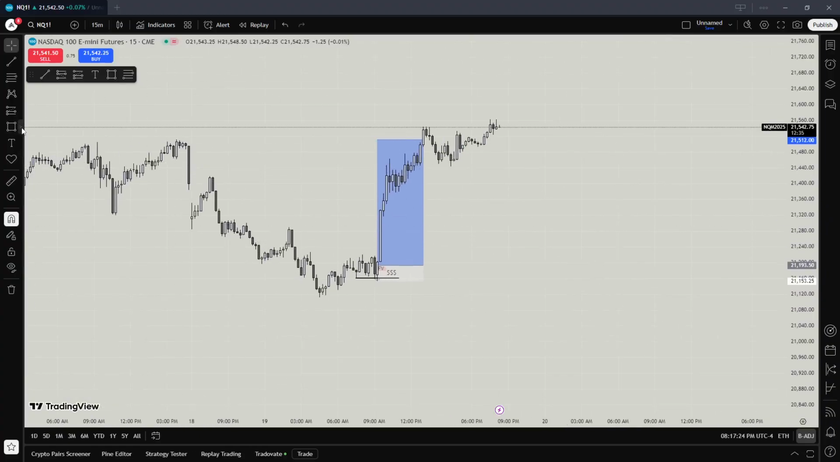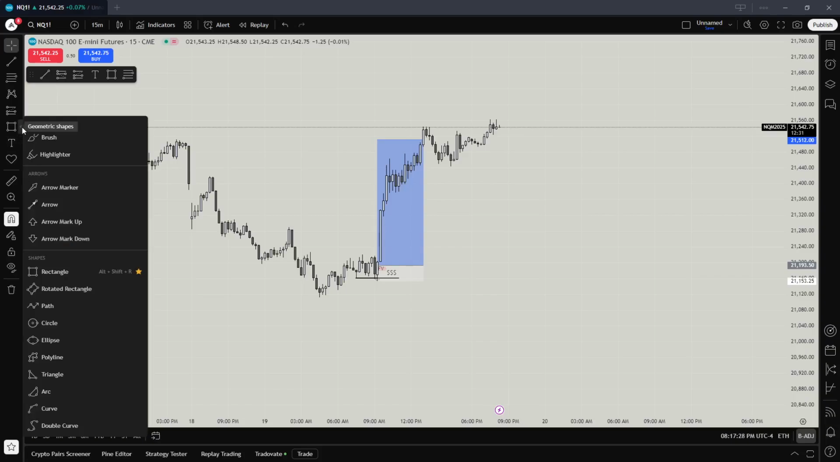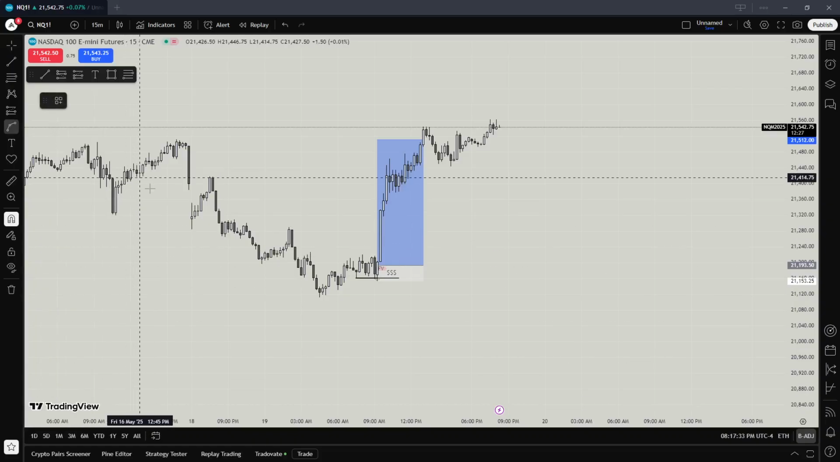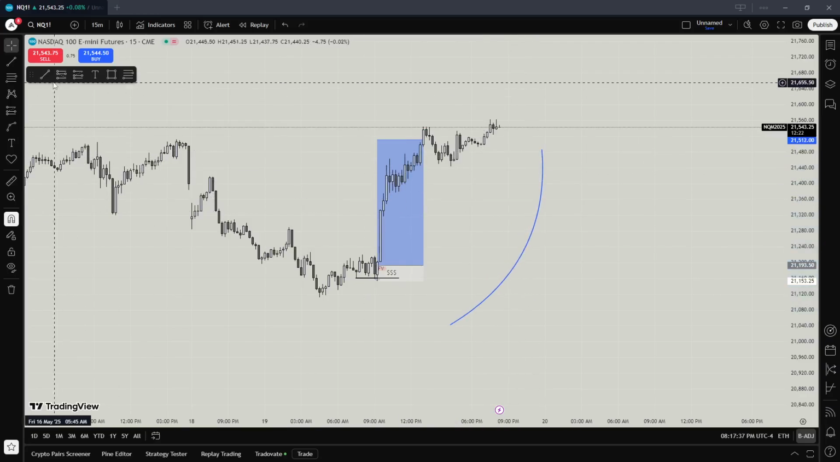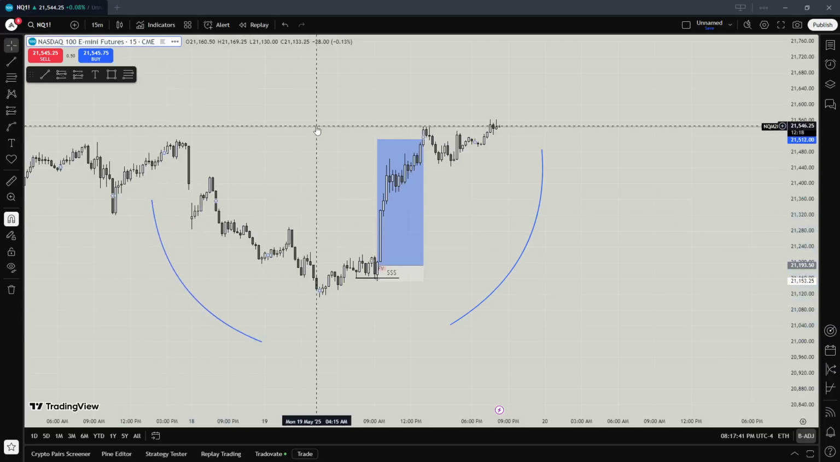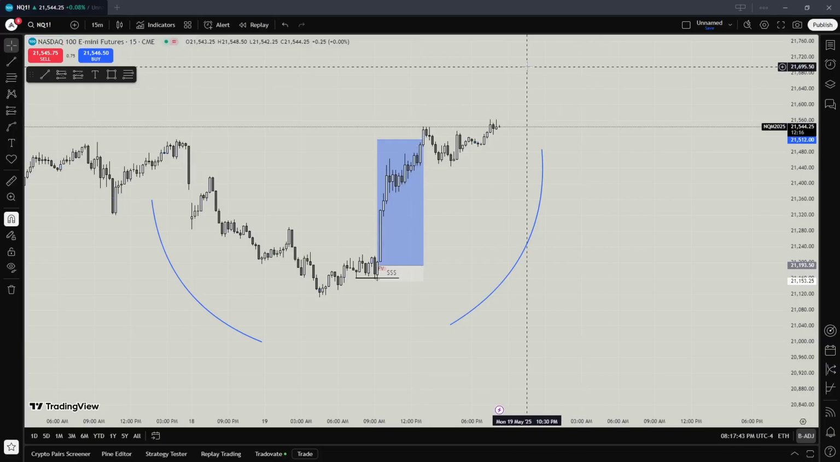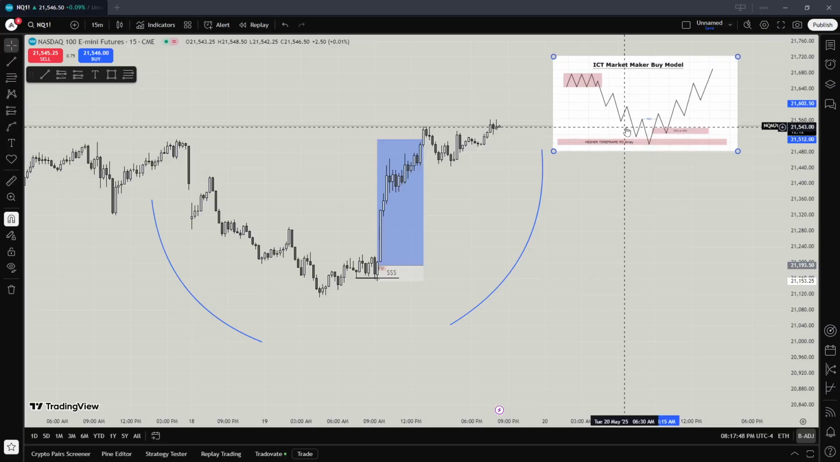I want to see. Where is this at? Is it this? A curve? Boom. And then. Boom. Market maker buy model, ladies and gentlemen. To a T. Like, I can't stress this enough.